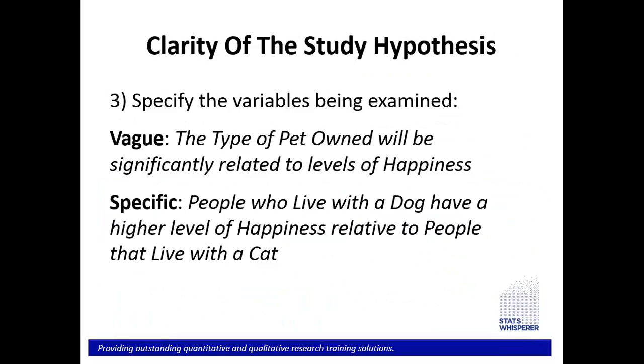And we want to be specific, right? We don't want a blurry target. We want to be specific about the variables being examined. So a vague hypothesis might be the type of pet owned will be significantly related to levels of happiness. So it's a little vague. More specific would be people who live with a dog have a higher level of happiness relative to people that live with a cat. And so the more specific it is, the easier it is to answer.